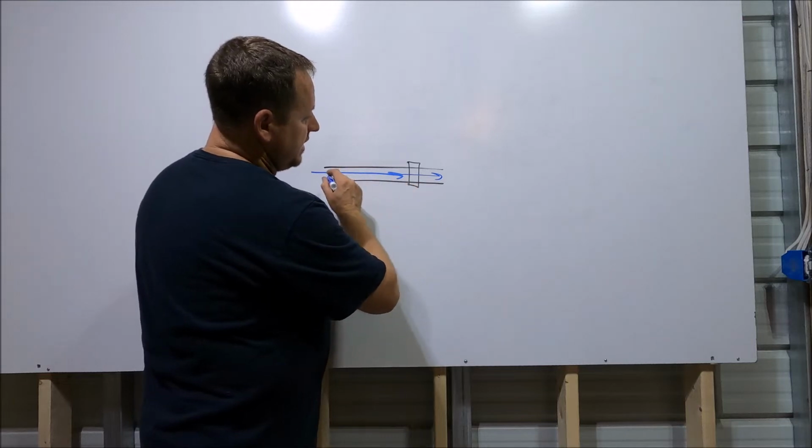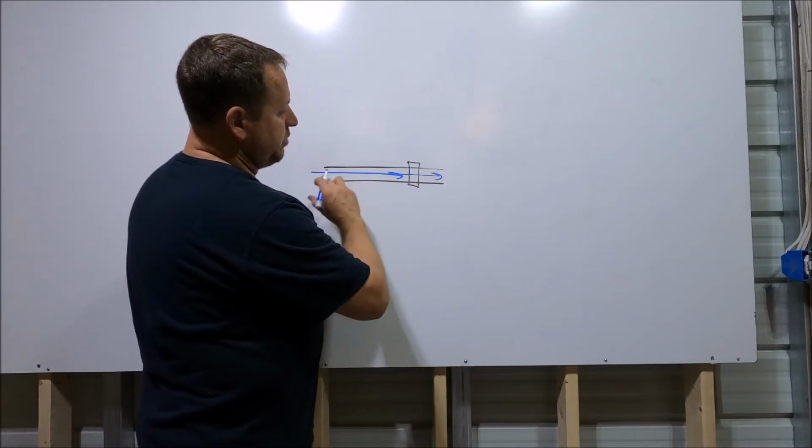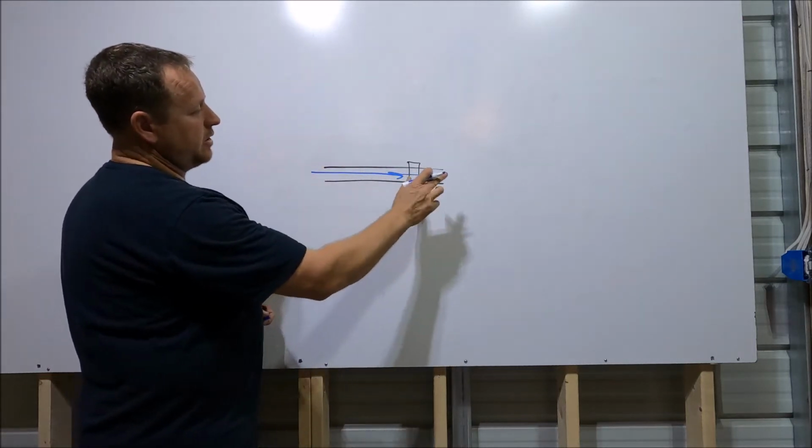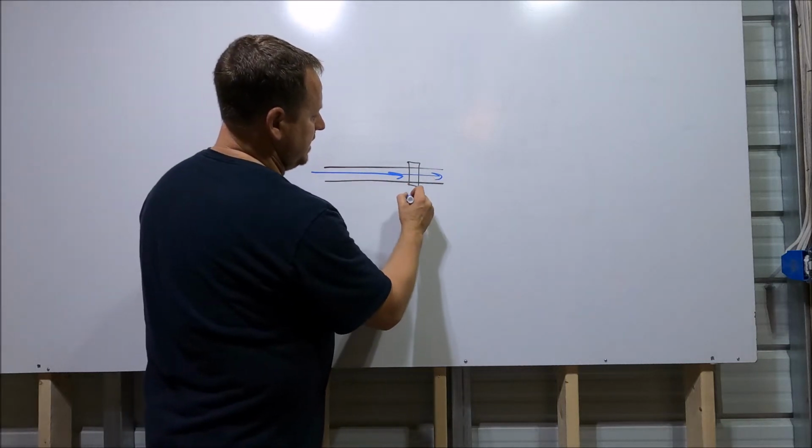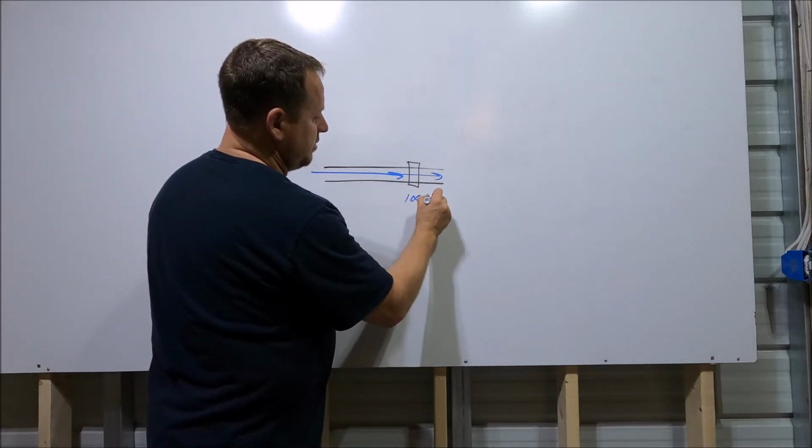Say the water's being pushed through with a certain amount of pressure, and say this is 100 gallons per minute.